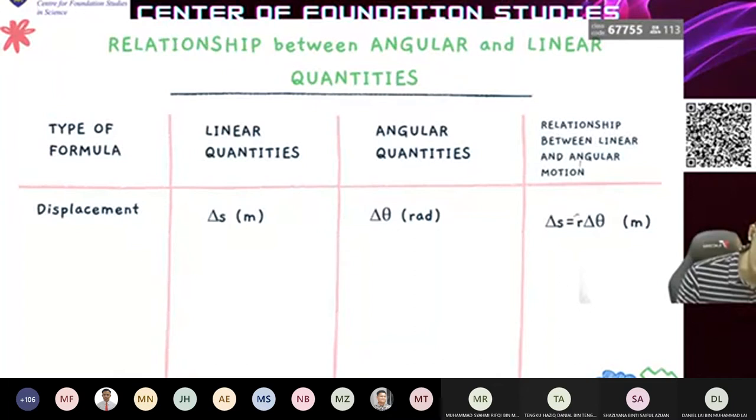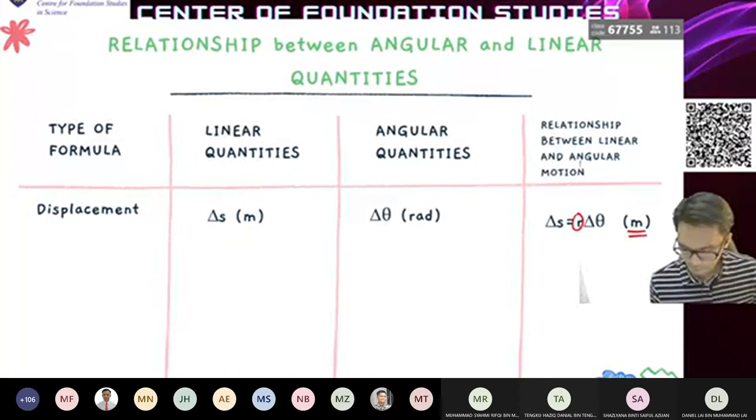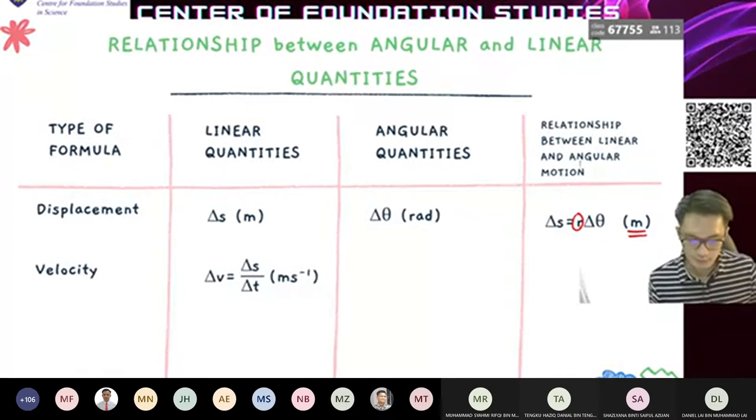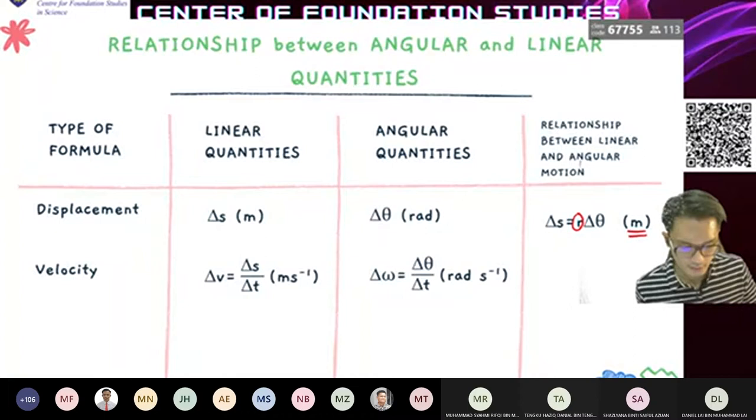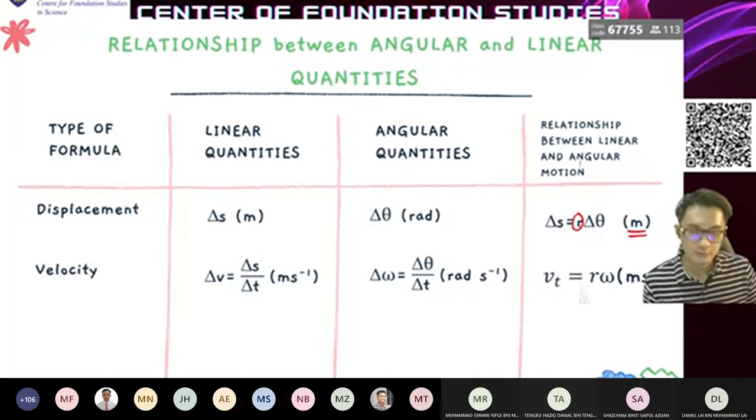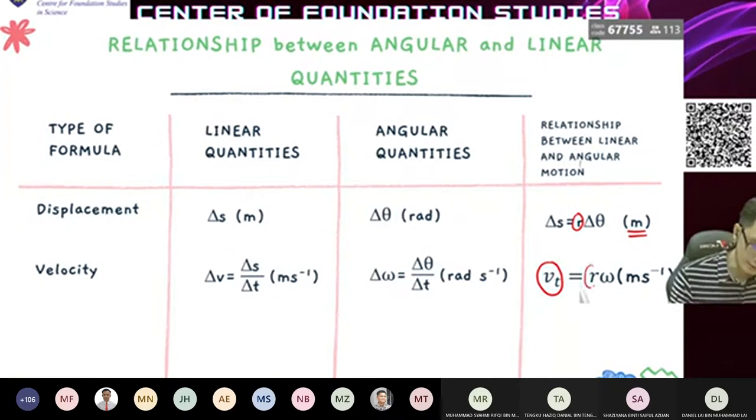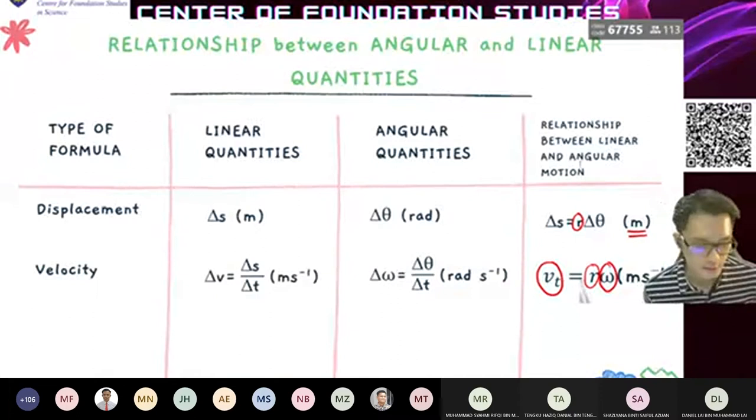Okay, now we go to velocity. Okay, velocity for linear quantities is the changes in displacement divided by time, and the unit is meter per second. But for angular velocity is the changes in angular displacement divided by time, and the unit is radian per second. And the relationship is the same also, with just time with the r, okay, tangential velocity, the linear quantities darabkan dengan r, r darabkan dengan the angular quantities, which is angular velocity.